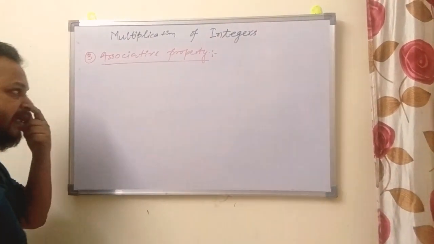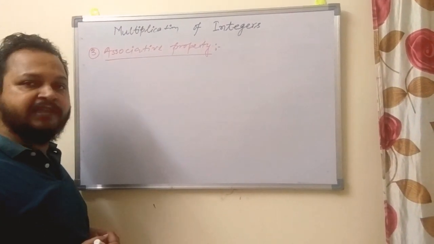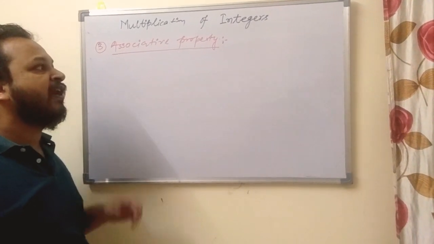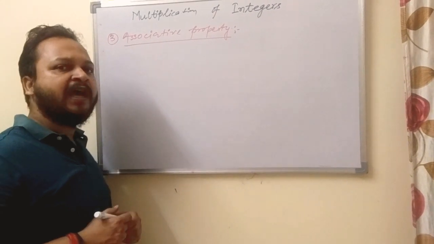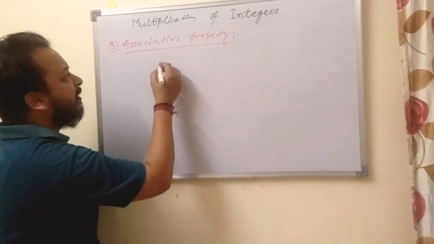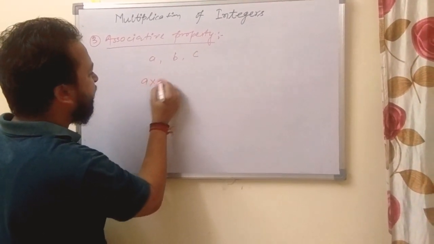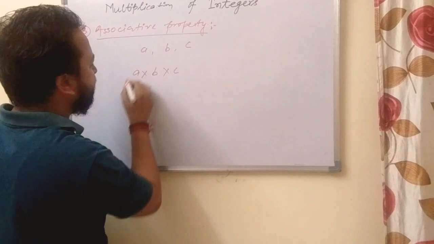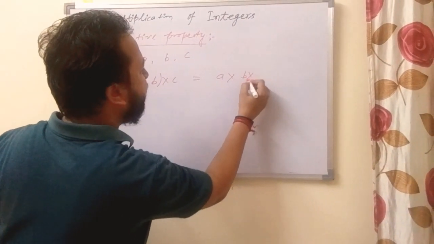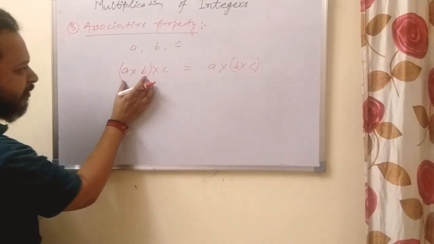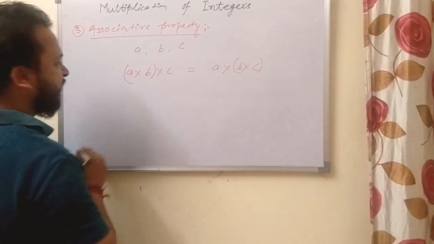The associative property states that while multiplying 3 or more integers, if we change the order, or if we are making the pairs, the answer is always the same. If there are 3 integers a, b and c, then a multiplied by b multiplied by c is equal to a multiplied by b multiplied by c. If I am making a group of a into b, and here we are making a group of b and c, the answer is always the same.